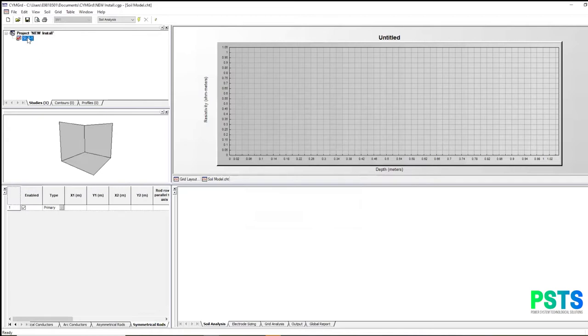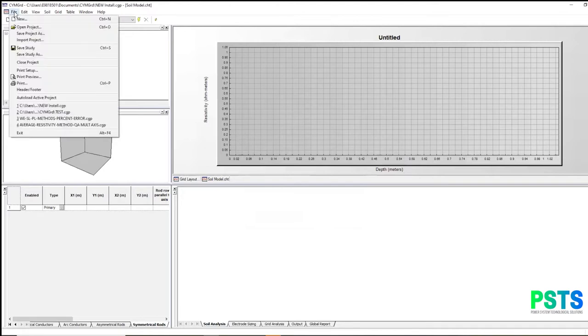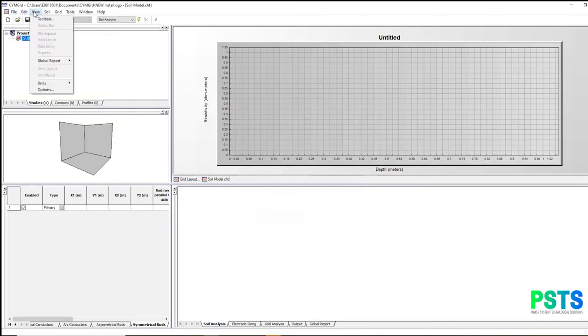Now the program becomes more accessible, because before, if you don't do this, there's nothing really to access. So the first thing we do is open a project, so you can save it, you can open your old project, and so on and so forth. These are typical Windows types of commands. View: there's nothing to view then, there's no global report.